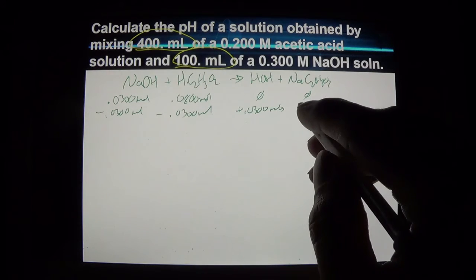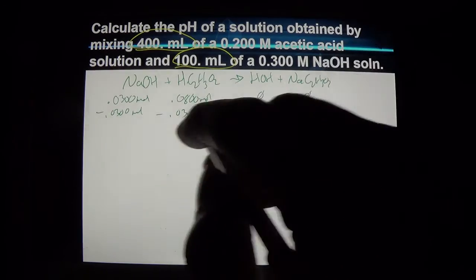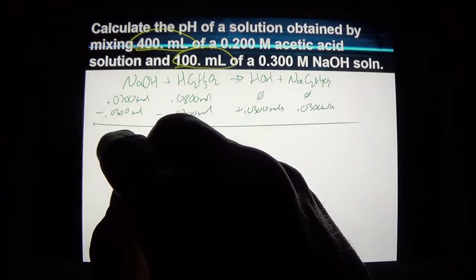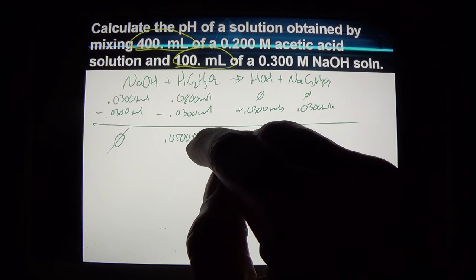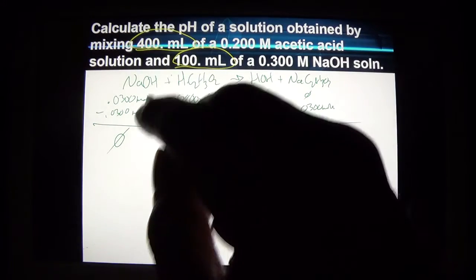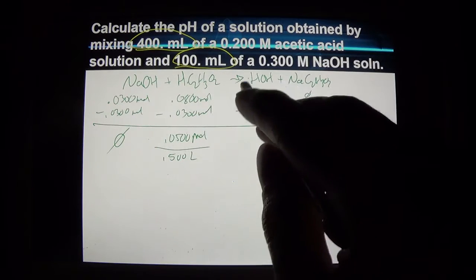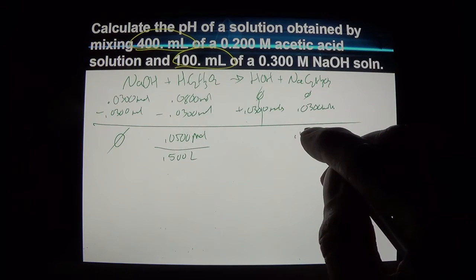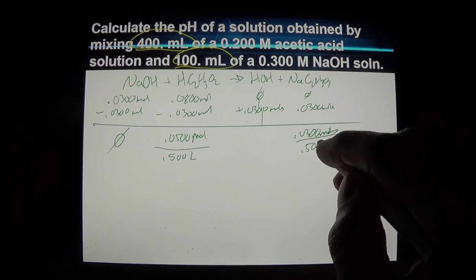And that says moles if you can't read my writing. So at the end, 0 sodium hydroxide remains. I have 0.0500 moles of acid remaining. Now that's moles of acid in a total of 500 milliliters, so I'm going to divide by 0.500 liters. I have water, which I don't care about, and I have sodium acetate. That's sodium acetate moles in 0.500 liters.